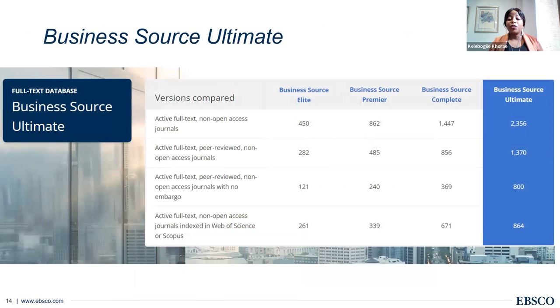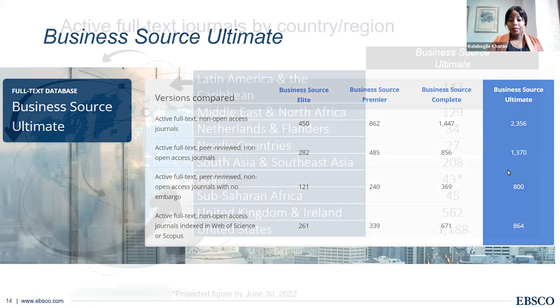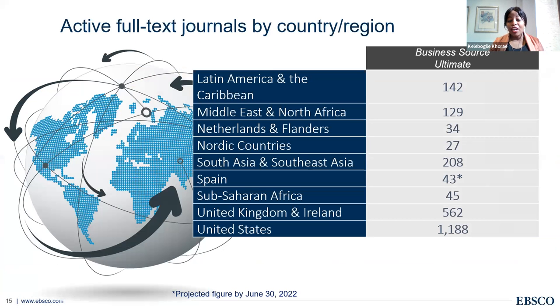Now I'm going to also just have a look at the comparison of the different Business Source databases. Once again, we can see that in terms of the active full text journals with non-open access, we have just over 2,000. And out of the 2,000, we have 800 that come with no embargo. International coverage, I just want to highlight some of the countries that our full text content comes from. Once again, we do have international, and Africa is also included.